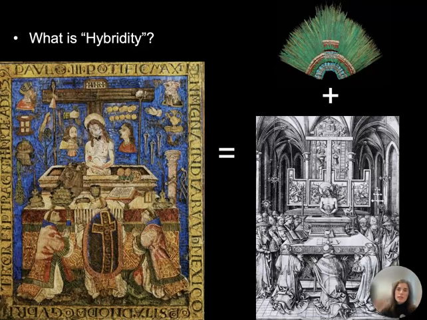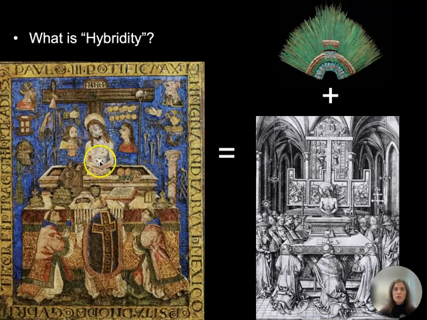So with hybridity, I like to think about it as almost like a math equation where you have Aztec featherwork, like the headdress of Moctezuma that we looked at, being added to the tradition of a Christian image or Christian iconography that was known at the time. So what is the Mass of St. Gregory? The Mass of St. Gregory relates to a particular Mass where there was an individual who doubted the presence of Jesus or Christ in the bread or the Eucharist. And so this vision of the bleeding Christ comes onto the altar. So that's what we're seeing here.